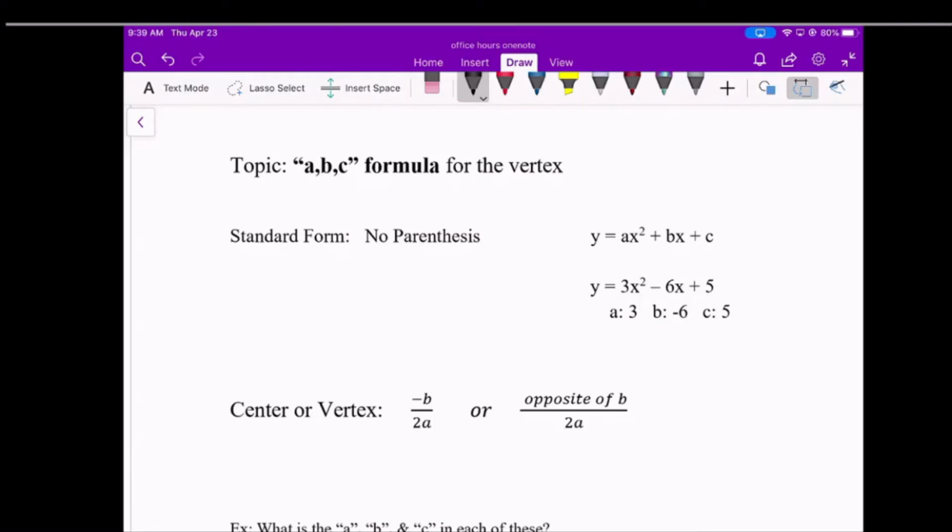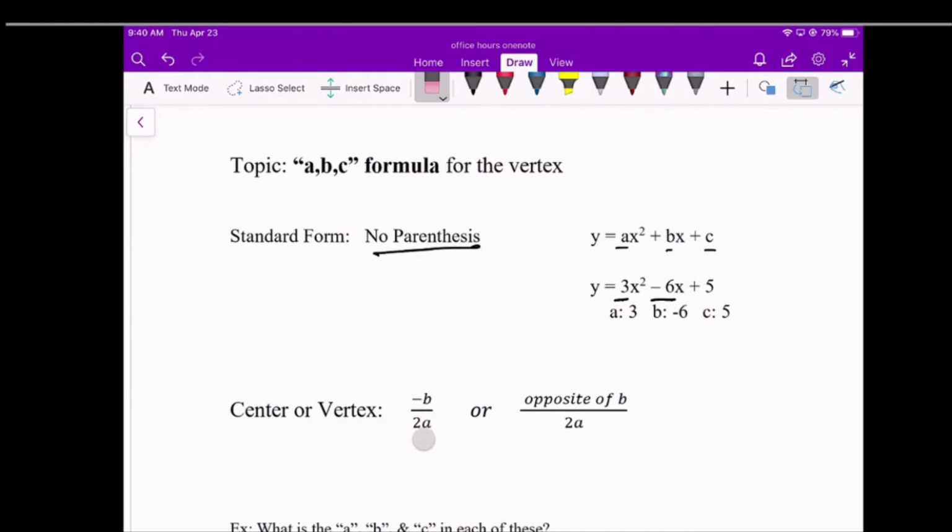So again, standard form means no parentheses. We often refer to it as ax squared plus bx plus c. For this case, the a would be 3, the b would be -6, and the c would be 5. To get the vertex, remember what we did is we took not this b value of -6, but the opposite of that, 6. So we took the opposite of b and we divided it by a, which was 3. And that didn't give us a vertex. We needed to take half of that. So that's where this 2 comes from.